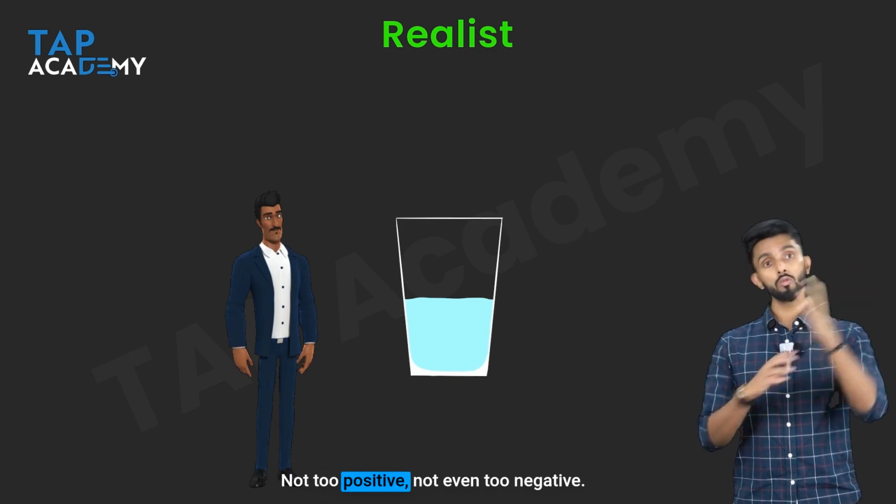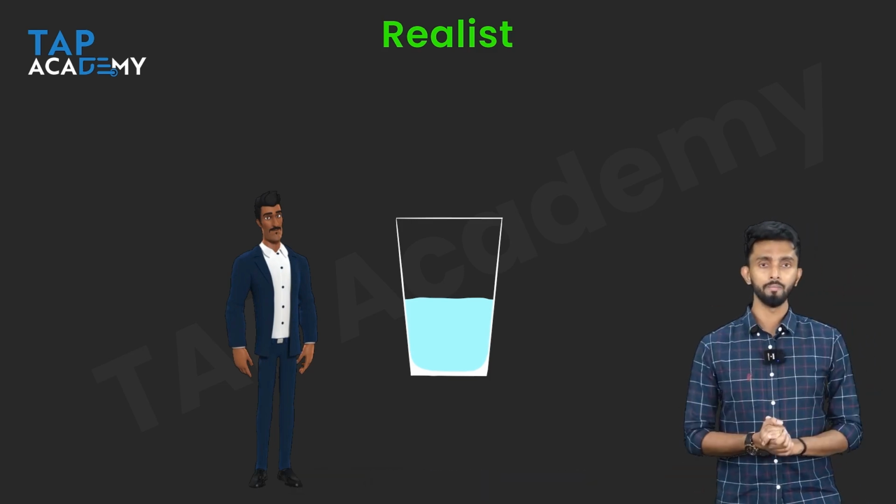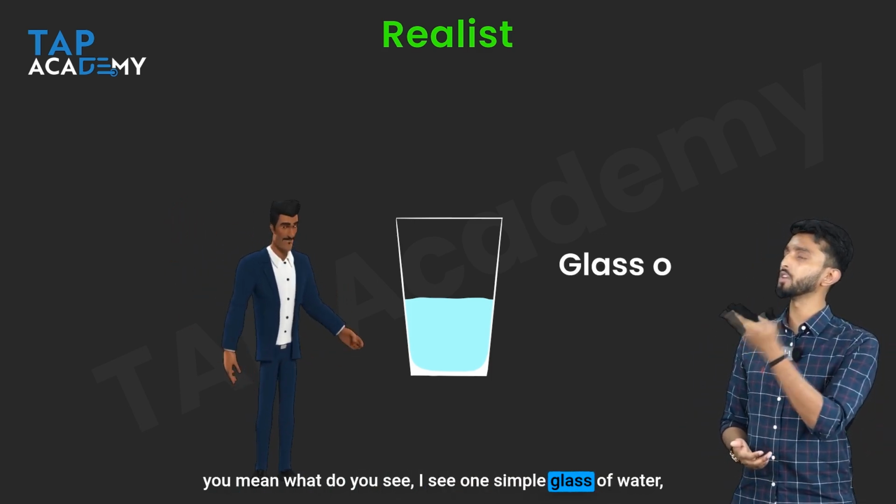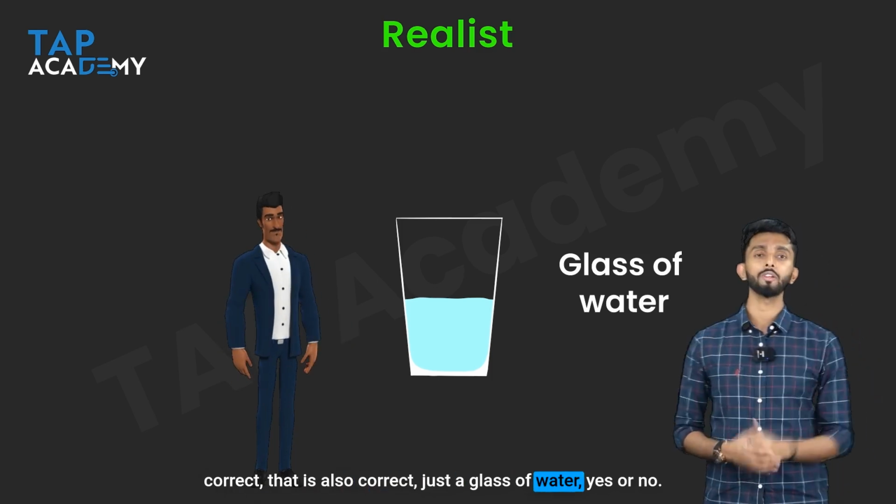Not too positive, not even too negative. Middle, neutral. Now, if I ask, what do you see? What will they say? What do you mean, what do you see? I see one simple glass of water. Correct, that is also correct, just a glass of water.